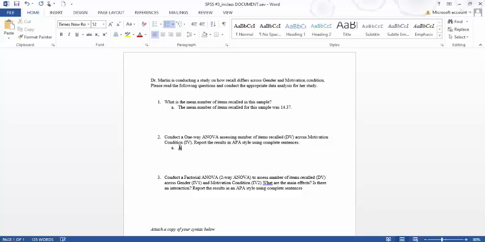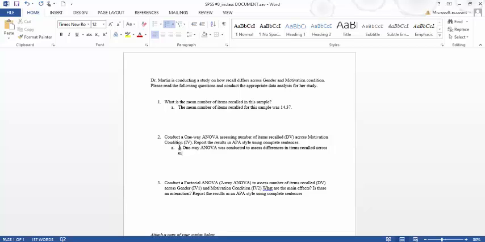So we're going to say a one-way ANOVA was conducted to assess differences in items recalled across motivation conditions. And our data analysis indicated that there were significant differences.